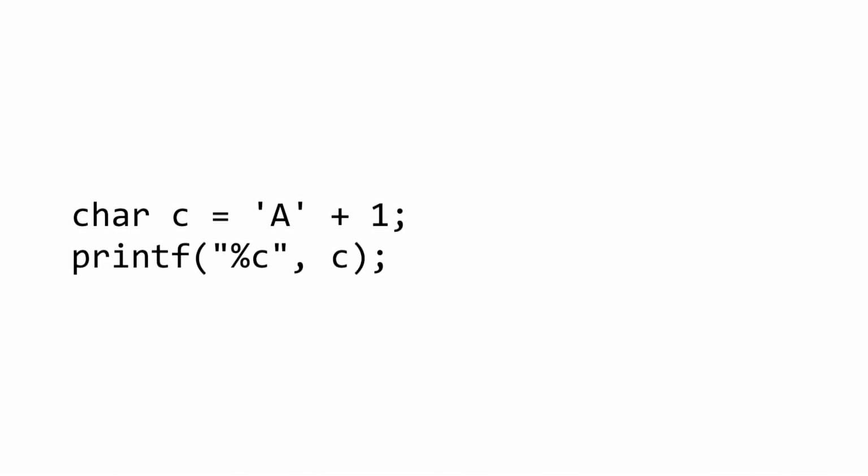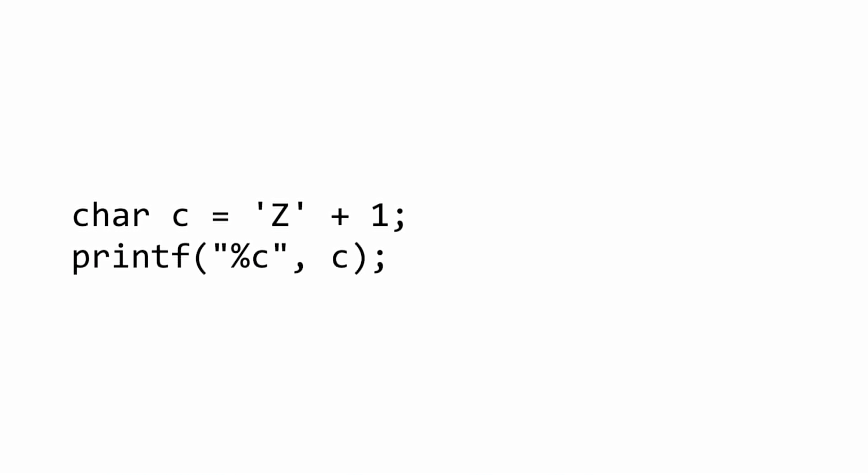Capital A is represented by 65. 65 plus 1 is 66. So if I print out the character corresponding to the number 66, what's ultimately going to be printed out is the character B, because B in ASCII is represented by the number 66. But what happens if I try to take a character like the character capital Z and shift that by 1?